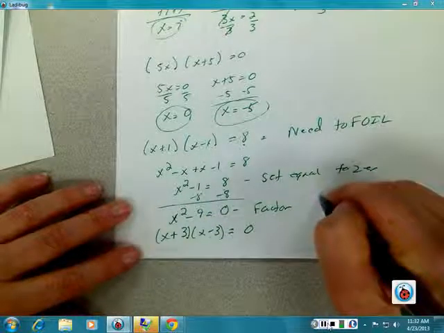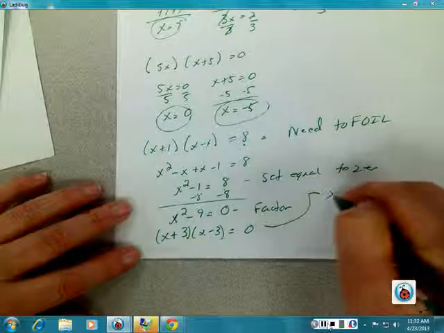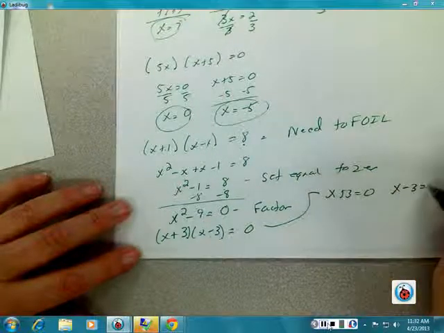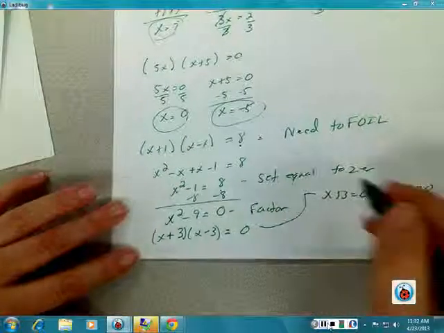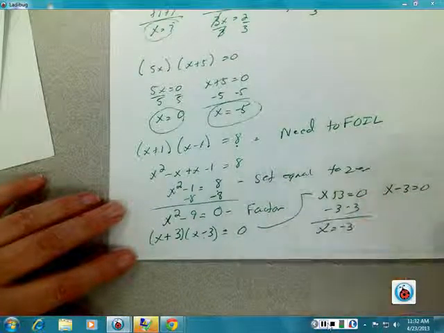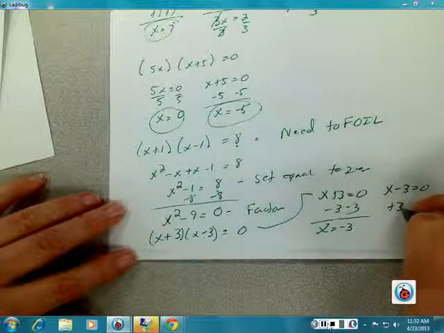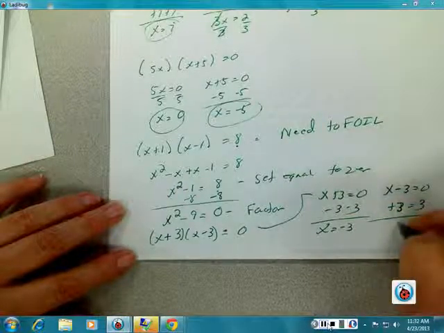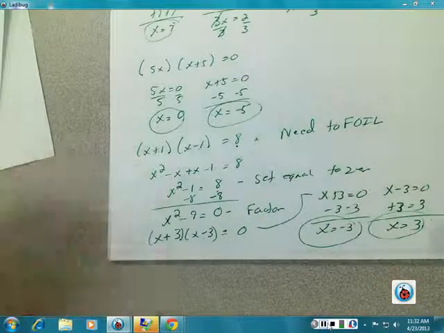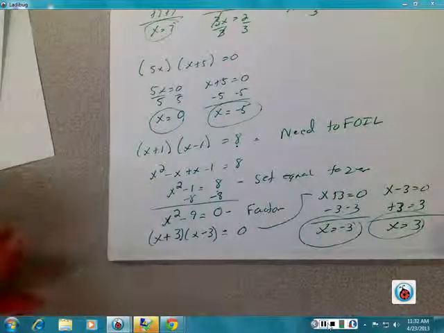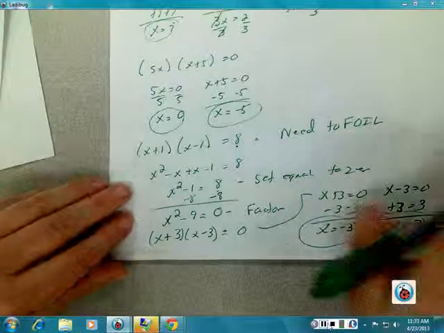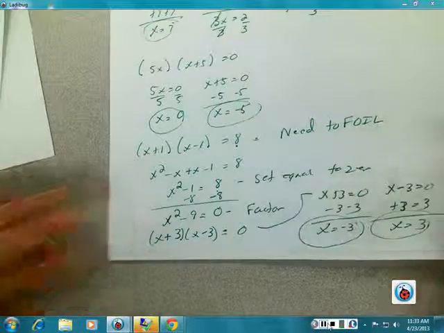Then take each of those pieces and set each equal to 0 and solve it. So I'm going to subtract 3 and find x equals a negative 3, add 3, and I find x is equal to 3. And so my two answers that come out of this are x equals a negative 3 and x equals a positive 3. And so that becomes my solution for that problem.